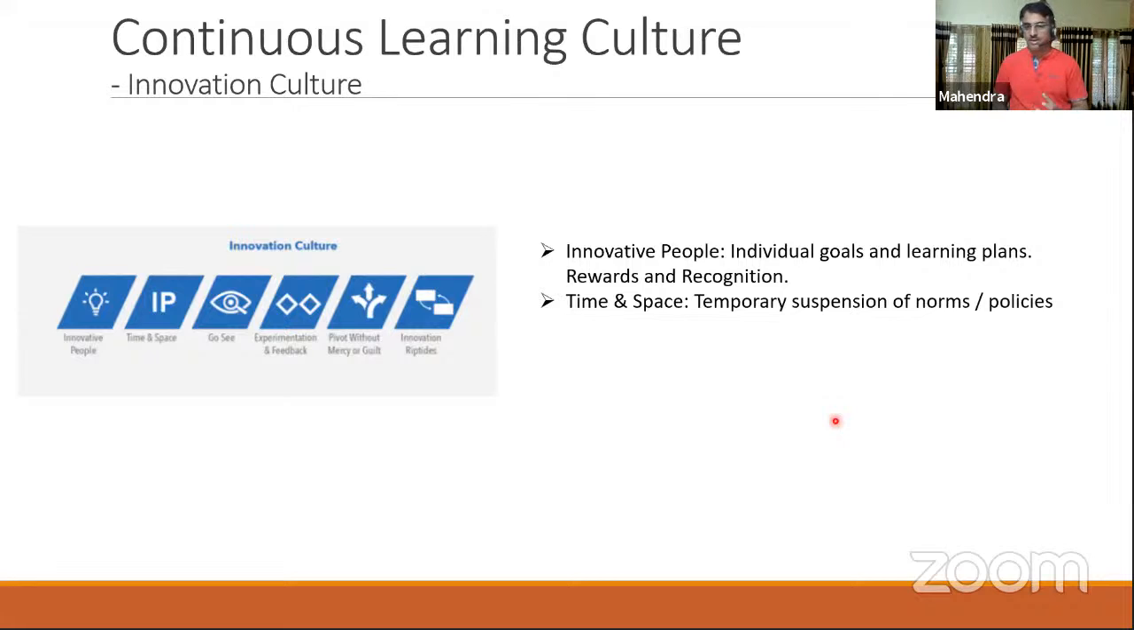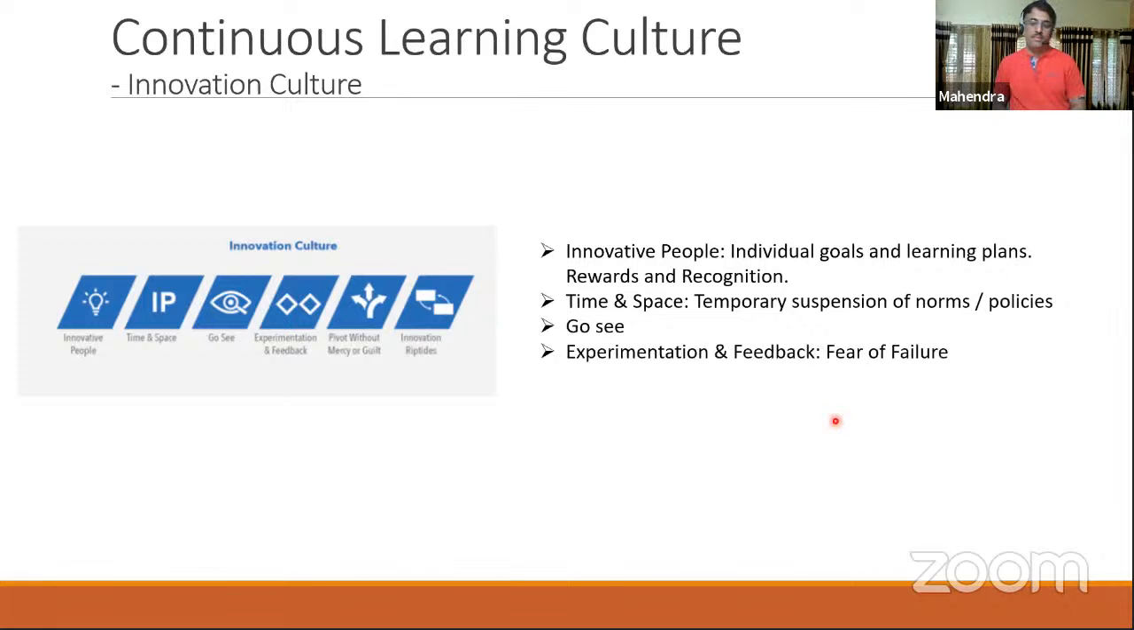Time and space, and it could be maybe certain policies which are, of course, not regulatory, and which are not penalty oriented with our legal. So go a bit easy on these aspects to enable innovation. Go and see. This is a concept of actually going to the floor where the work is happening and going and seeing. That is where innovation takes place.